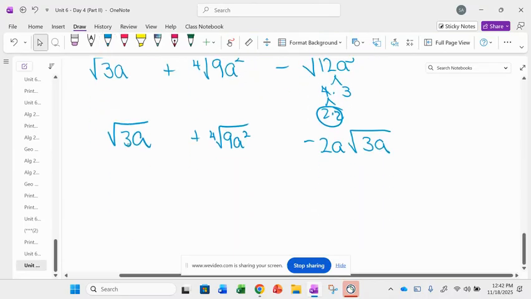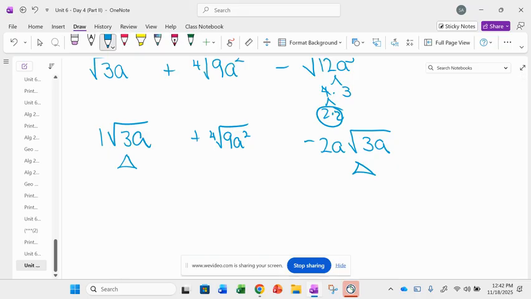So right now I can add these two together, right? But can I add that middle term? No, because it has a different index and it has a different radicand. So what I'm going to do is try to change them. Well, I guess I can add the like terms to start. So I would have 1 minus 2a, if we're adding these two, root 3a, plus the fourth root of 9a squared.